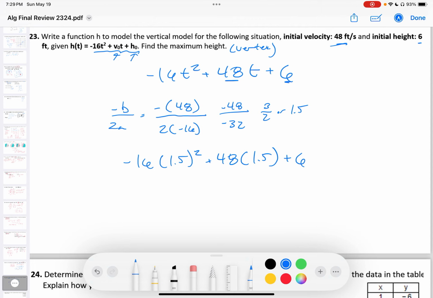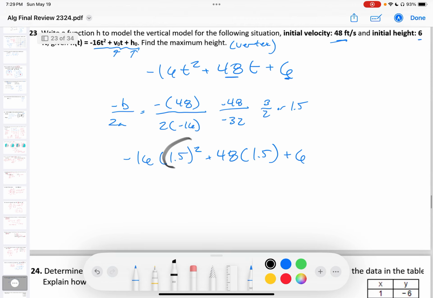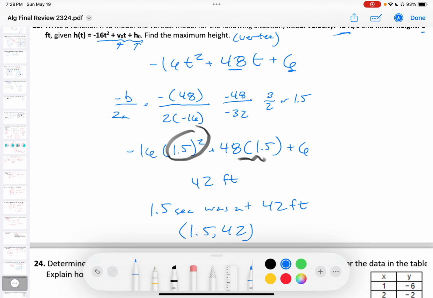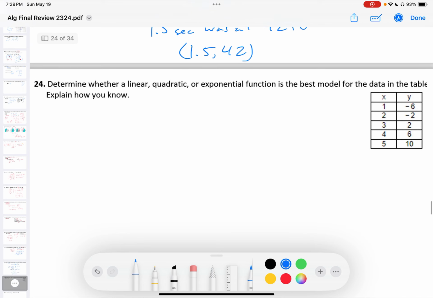When we calculate that, we do everything again, order of operations. This part would have to be done first. Then we'd multiply that by negative 16. I would do this part together. And when it's all said and done, we get 42, or 42 feet. So we find out that this thing at 1.5 seconds was at 42 feet, or a value of 1.5 comma 42.